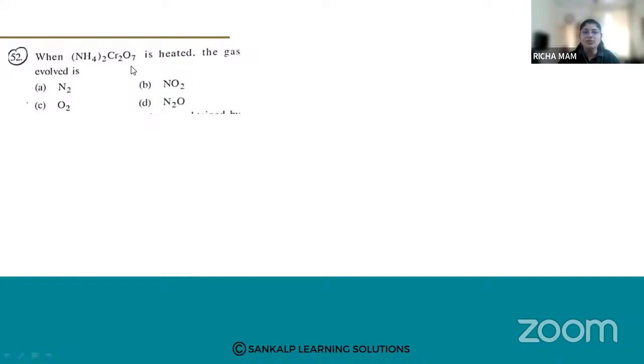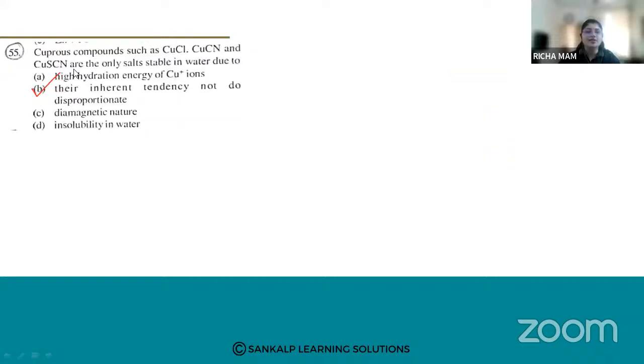When ammonium dichromate is heated, the gas evolved is? Just now we saw. Which is the gas evolved when ammonium dichromate is heated? It is option A, N2 gas. Correct answer. So when ammonium dichromate is heated, the gas evolved is nitrogen gas.